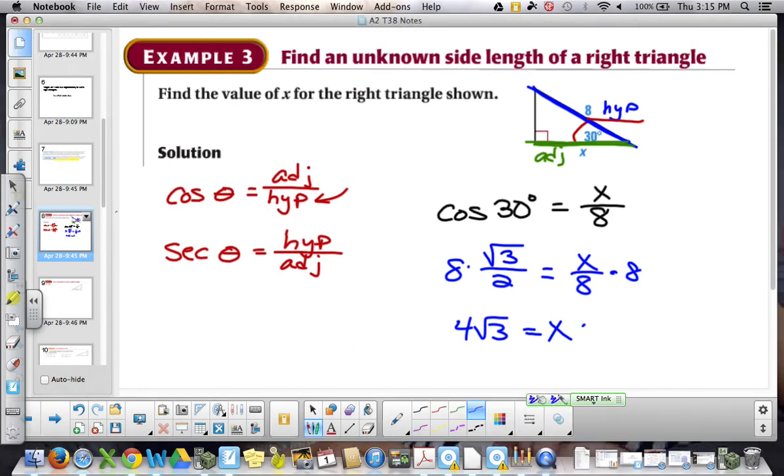Okay, so we have x is approximately 6.9. And that's how we find the missing side. All right, so always look at what side you know and what side you're looking for. Use that to figure out which of the two trig ratios would apply, and then use the one that has the known side in the denominator, set it up as an equation, and then go ahead and solve.